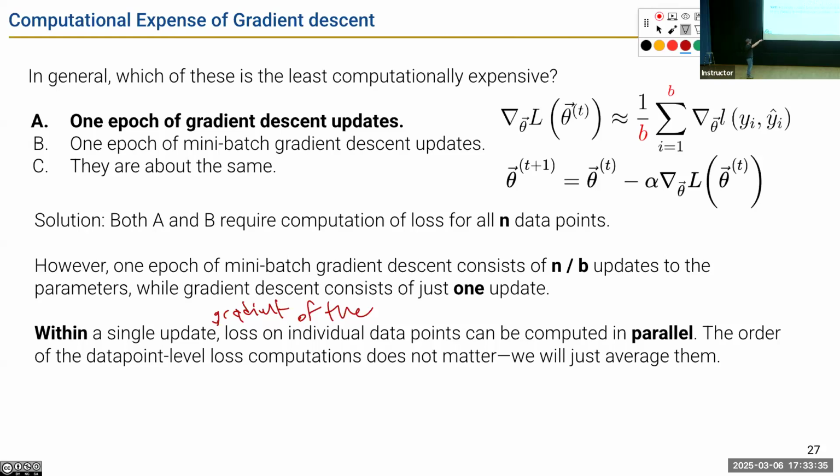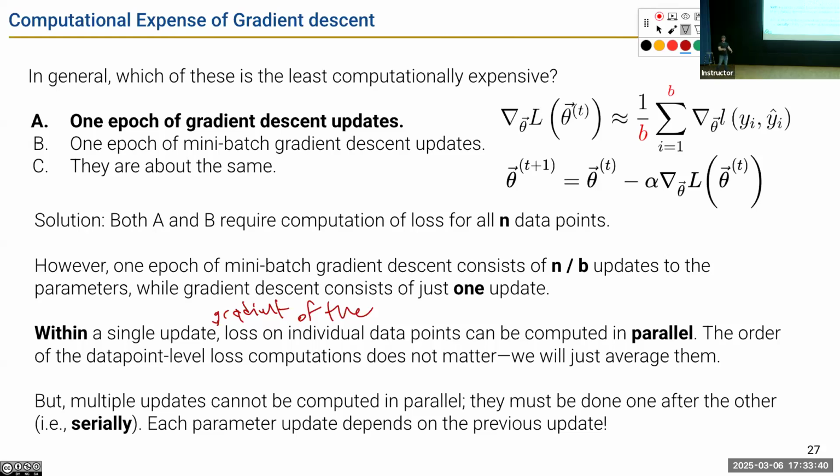The problem is updates themselves cannot be computed in parallel because each update depends on the previous update. To get theta t plus 1, I need theta t. So I cannot parallelize the process of updating my parameters. And so vanilla gradient descent can benefit more from the parallelism that we get from these loss computations done in parallel. But mini batch gradient descent cannot benefit from this because we have to do our updates serially, one after the other. So this is another thing to keep in mind with gradient descent versus mini batch gradient descent.